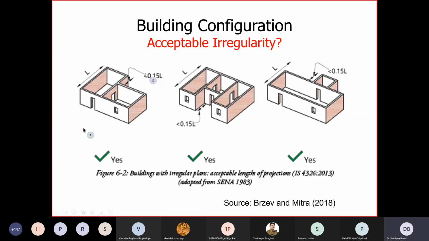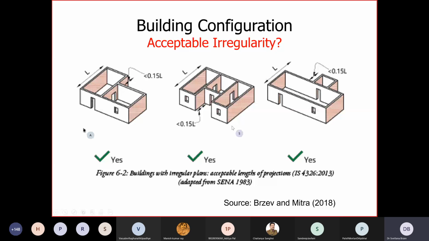So this slide illustrates acceptable irregularity. If you cannot make a fully regular plan, what is acceptable? It is acceptable to have a certain percentage, let's say 15% of the length, offset. One part of the building could be offset with regards to the other, and this is showing L-shaped, U-shaped, these different options which are possible for, let's say, low-rise buildings particularly.